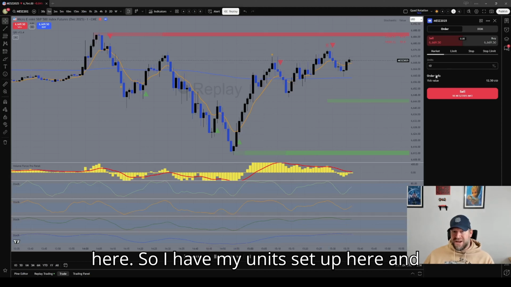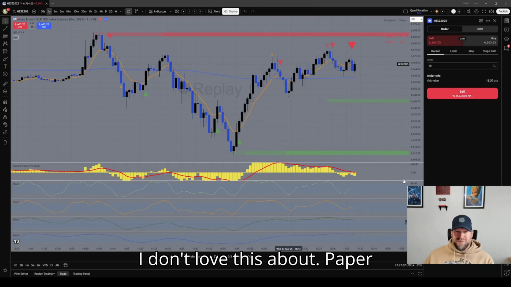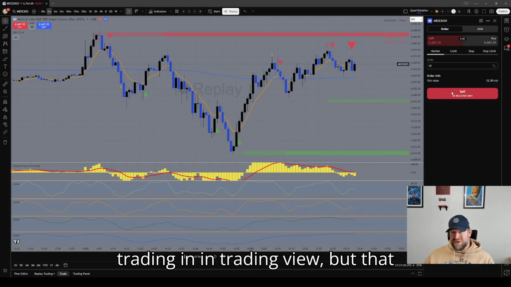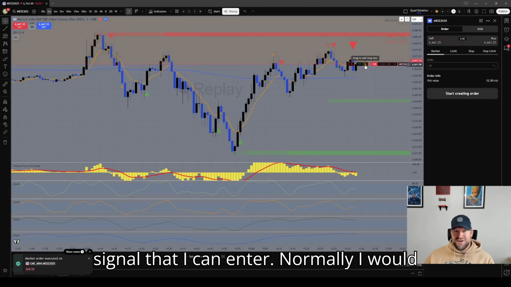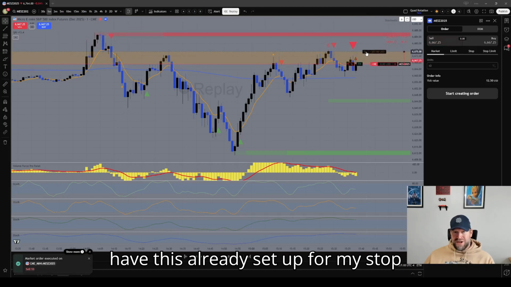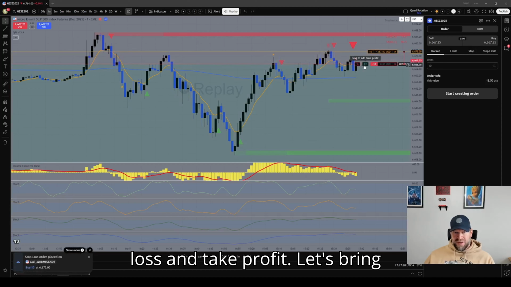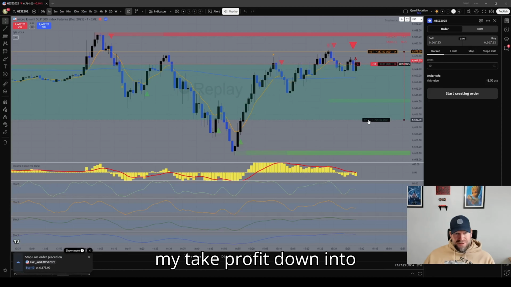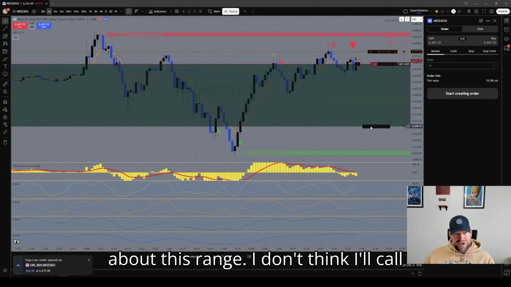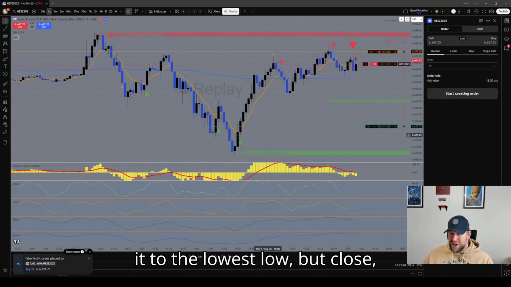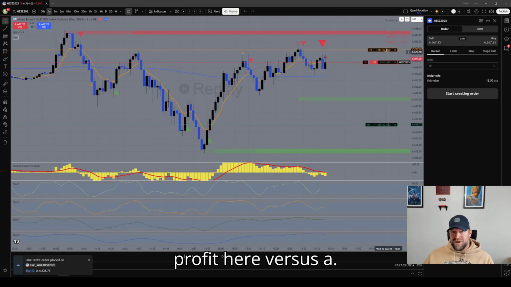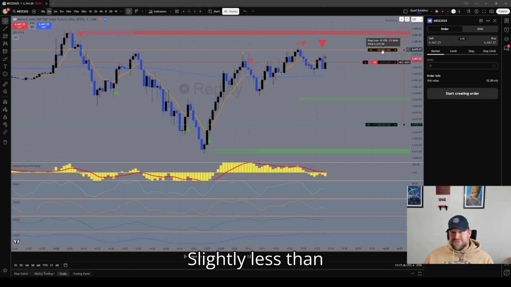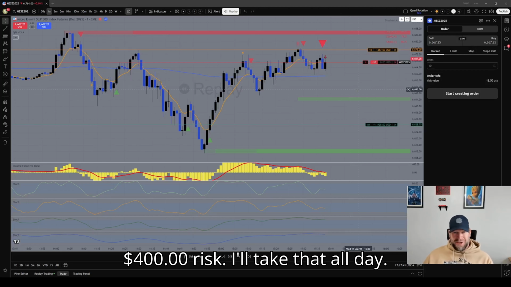So I have my units set up here, and I don't love this about paper trading in TradingView, but that cross below my main EMA, that is my signal that I can enter. Normally, I would have this already set up for my stop loss and take profit. Let's bring my take profit down into about this range. I don't think I'll call it to the lowest low, but close, right? So we're aiming for about a $2,000 profit here versus a slightly less than $400 risk. I'll take that all day.